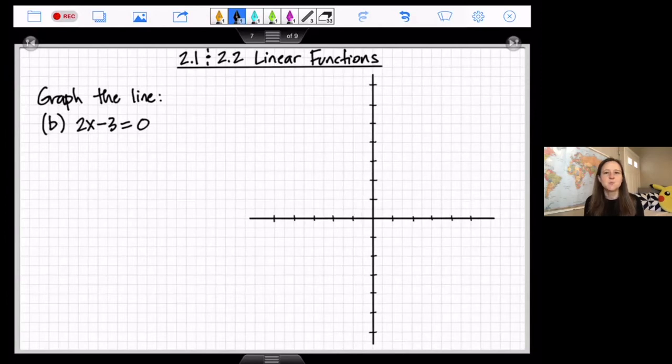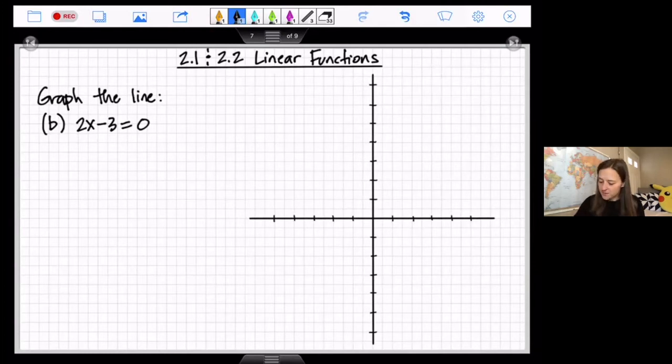Next up, 2x minus 3 equals 0. It's kind of tempting to start graphing this one as we would y equals 2x minus 3, but take a look at that equation and notice that there is no y in that equation. The only kind of line that has no y in the equation is a vertical line, and you can see it a little bit easier if I rearrange this.